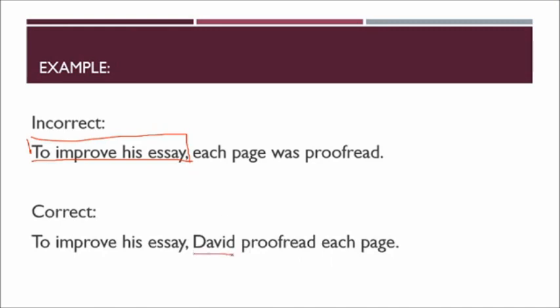You have here the doer David, or you can say to improve his essay, Nathan proofread each page, or to improve his essay, he proofread each page, or to improve his essay, Jonathan proofread each page. So all you need to do is to add the doer in the sentence.